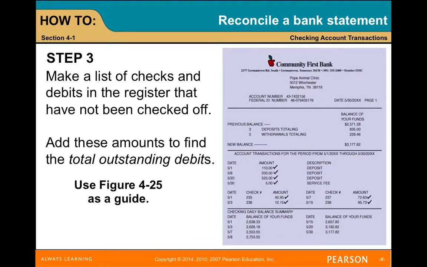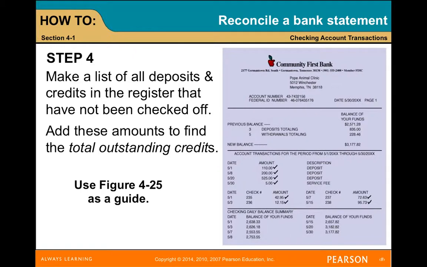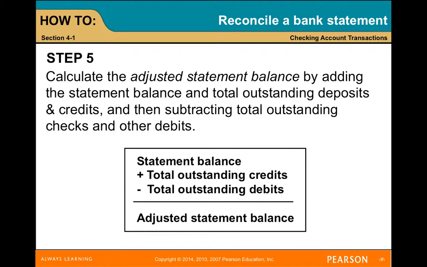The third step is to make a list of checks and debits in the register that have not been checked off. Add these amounts to find the total outstanding debits, and you can use figure 4-25 as a guide. The fourth step is to make a list of all deposits and credits in the register that have not been checked off. Add these amounts to find the total outstanding credits.